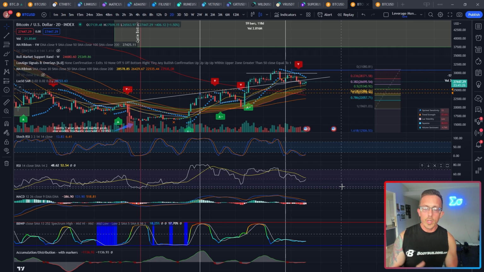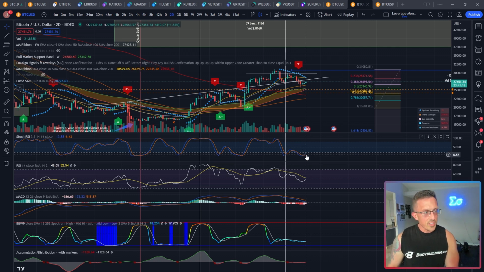And the BBWP represents volatility, so the higher it goes, the more volatile the market is. And generally that volatility will either go up or down, and it generally follows the direction of the stochastic oscillator. So in this case, the stochastic is pointing up and BBWP is starting to expand.